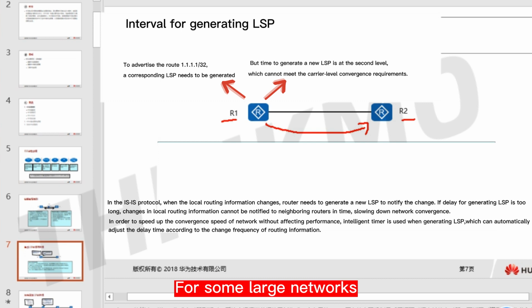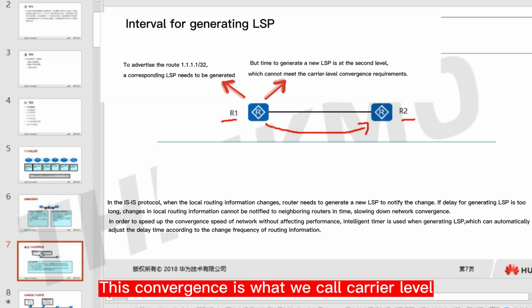For some large networks, like inside the data center or the carrier's network, there are high requirements on services, especially things like finance and securities networks. If the convergence time is seconds, it's too slow. It basically has to be sub-second. Once something goes wrong, it has to be detected in a flash and switching or backup implemented. This is what we call carrier-level convergence.